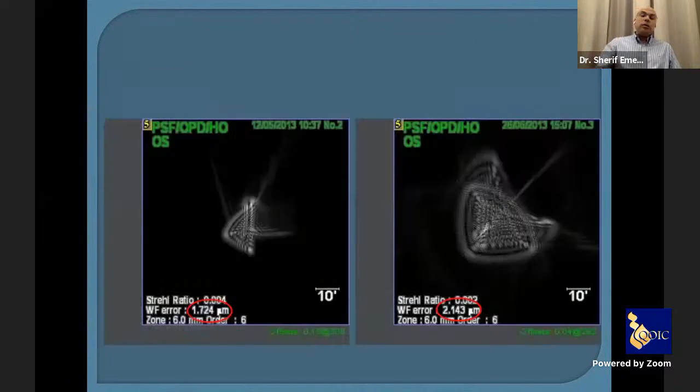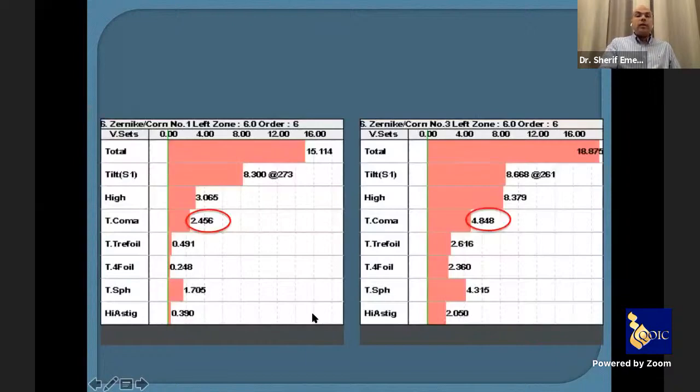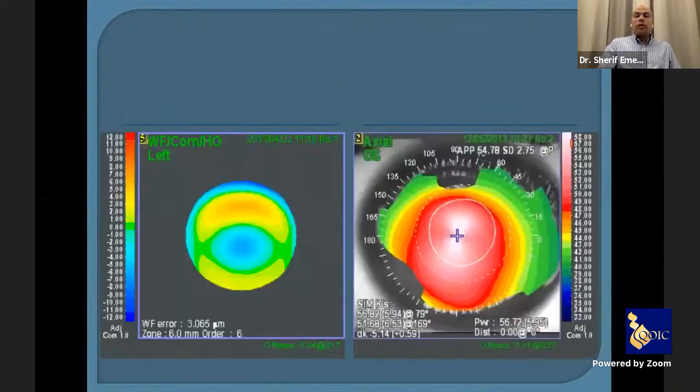And so I decided to go deeper. So this is his wavefront error. The surprise is that his wavefront error has become worse, from 1.7 to 2.1, and I can find here that the total coma is almost double, from 2.4 to 4.8. So this is the reason why the patient is not satisfied after the Kera ring.